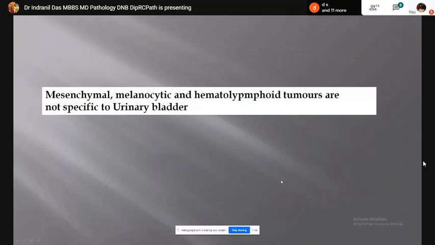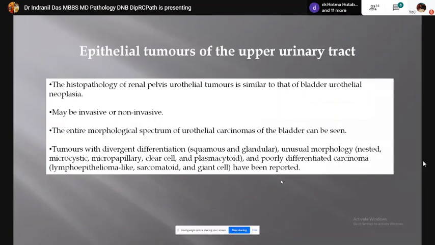The mesenchymal, melanocytic, and hematolymphoid tumors are not specific to urinary bladder. Now, epithelial tumor of upper urinary tract. The histopathology of renal pelvis urothelial tumor is similar to that of bladder tumor of urothelial origin. They may be invasive or non-invasive. The entire morphological spectrum of urothelial carcinoma of urinary bladder can be seen in the renal pelvis also. The tumors with divergent differentiation, unusual morphology, and poorly differentiated carcinomas are reported in the epithelial tumor of upper urinary tract.